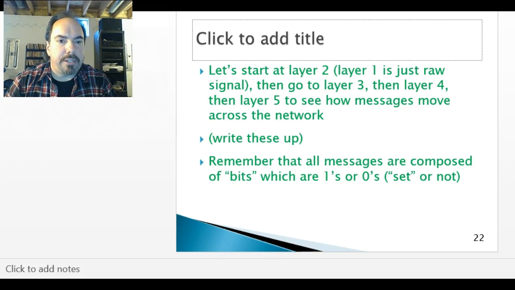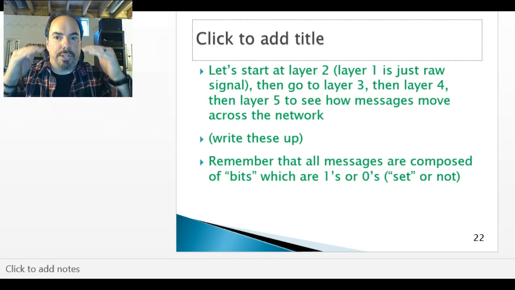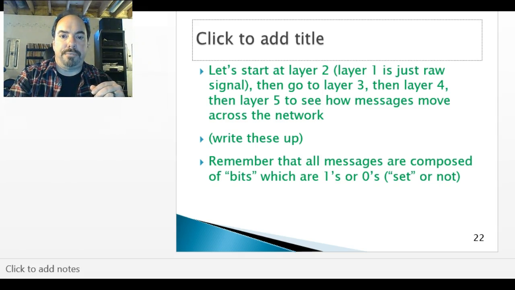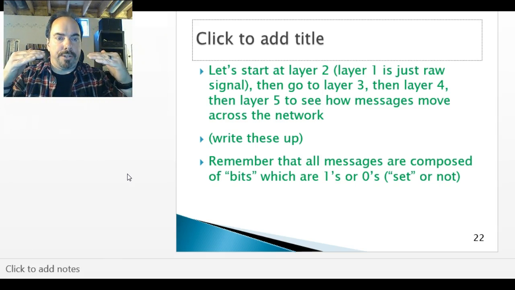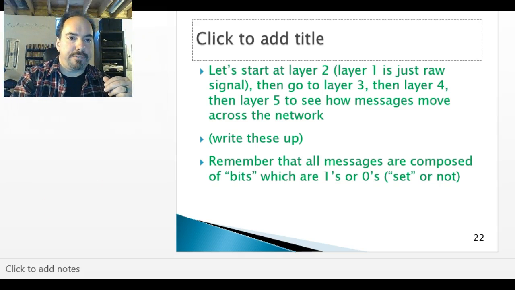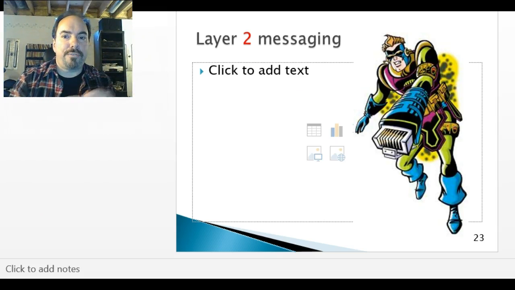So let's keep going and look at how each message is constructed at every layer. We're not going to talk about layer 1 because layer 1 is just raw signal, whether it's electrical signal, radio waves, or light with fiber optic cabling. So we're going to start at layer 2, then talk about messaging at layer 3, layer 4, and then 5, to see how the messages move across the network. Remember that messages at every layer are just zeros and ones, but the protocol that's in use may be different. So let's start off with layer 2.